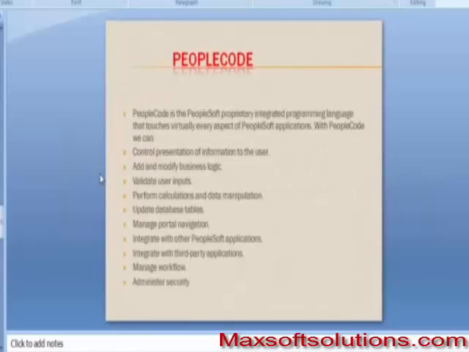Coding. We can do a number of validations by using the coding. We can develop a number of business logics. We can update our databases. We can integrate our third-party applications. Everything we can do by using the code. PeopleCode is a proprietary language developed by PeopleSoft, Oracle PeopleSoft. And where will you write the code? Within the Application Designer itself. You will write the code there.